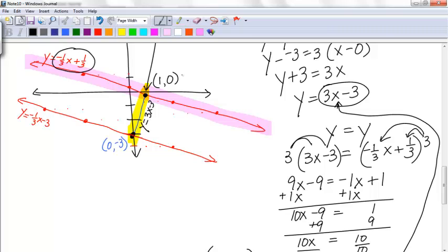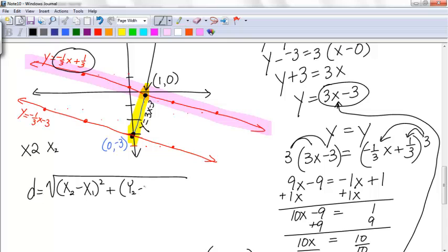Now I have enough to figure distance. For distance, I have to have 2 ordered pairs. So now I use the distance formula. Distance equals square root of x sub 2. Make sure you write it as a subscript. Don't write it this way, x2. It's x sub 2 minus x sub 1, quantity squared, plus y sub 2 minus y sub 1, quantity squared.